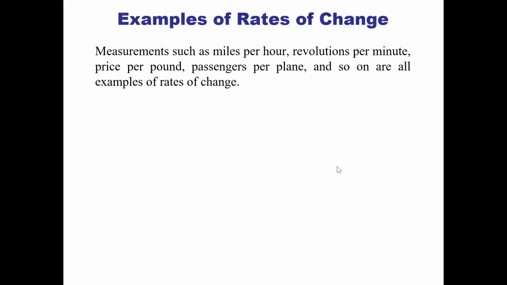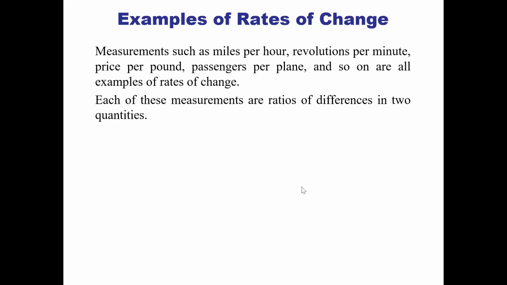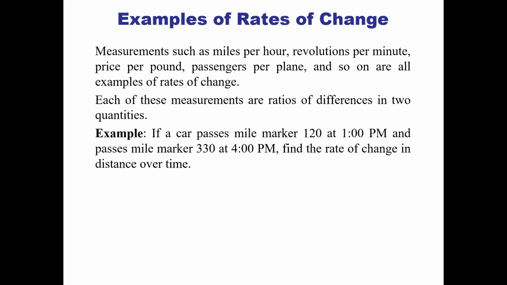Now, let's look at some examples of rate of change. Measurements such as miles per hour, revolutions per minute, price per pound, passengers per plane, and so on, are all examples of rates of change, because we have our rate and that's our change. And so we can see that those are different rates of change. Each of these measurements is a ratio of differences in 2 quantities. For example, if a car passes mile marker 120 at 1 p.m. and passes mile marker 330 at 4 p.m., find the rate of change in distance over time.